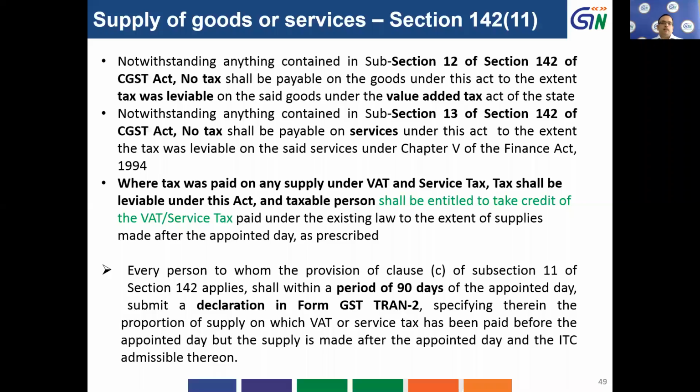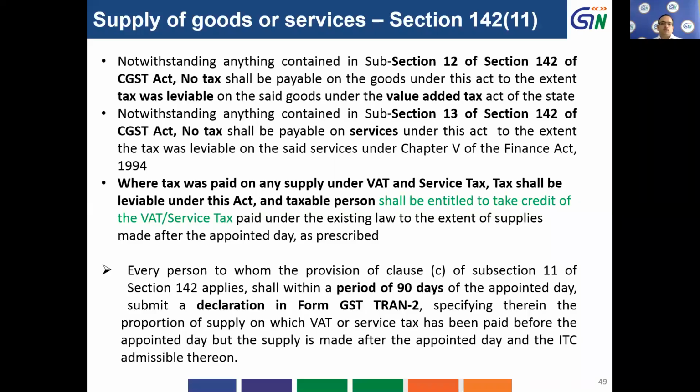And where tax was paid on any supply under VAT and service tax, tax shall be leviable under this act, and the taxable person shall be entitled to take credit of VAT and service tax paid under the existing law to the extent of supplies made after the appointed date, as prescribed. So for section 142.11c, which is the last section, within a period of 90 days, the taxpayer has to submit a declaration in form GST TRAN-2, specifying the proportion of supply in which VAT or service tax has been paid before the appointed day, but the supply is made after the appointed day.